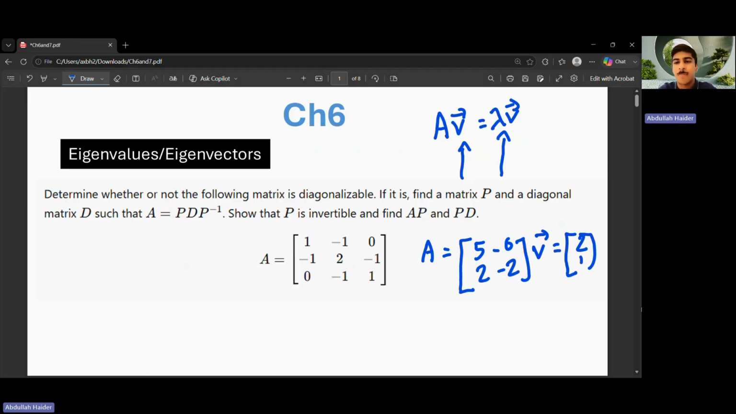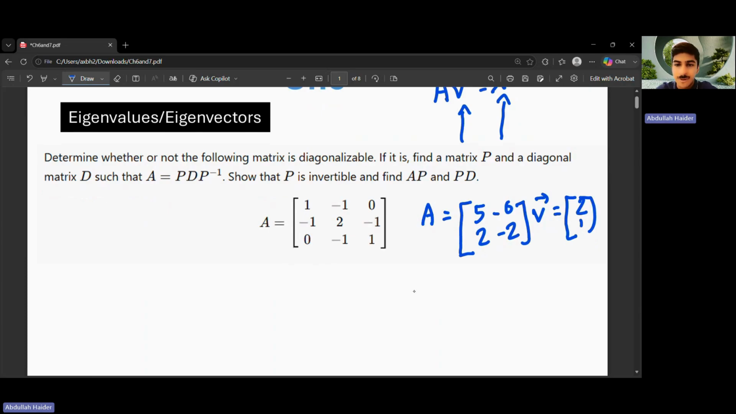To test out this relation, we have our A, which is 5, 2, -6, -2, and our V is 2, 1. So if you find the dot product, you will get 5 times 2, 10, -6 times 1, -6. And 2 times 2 is 4, -2 times 1 is -2. So you'll be left with 4, 2.